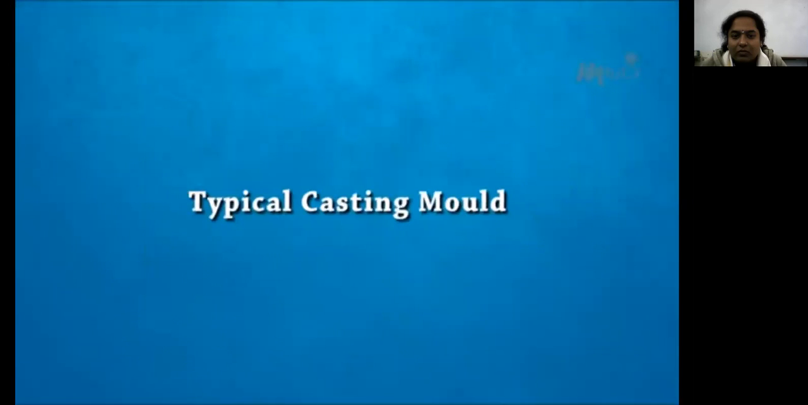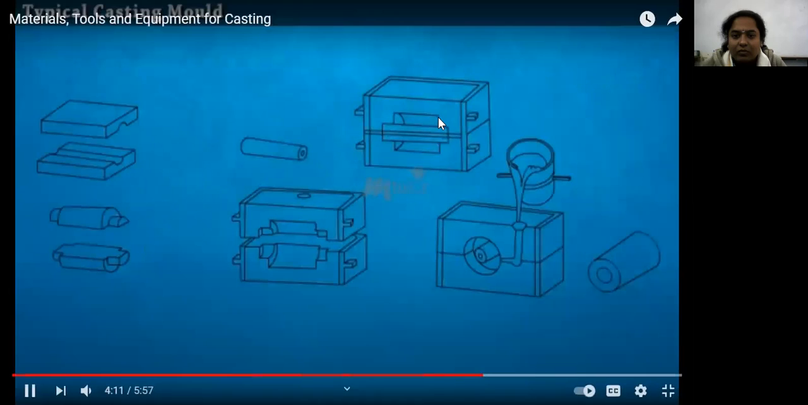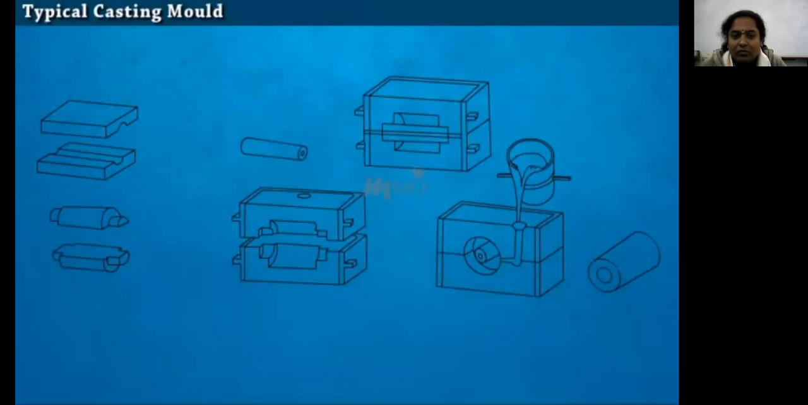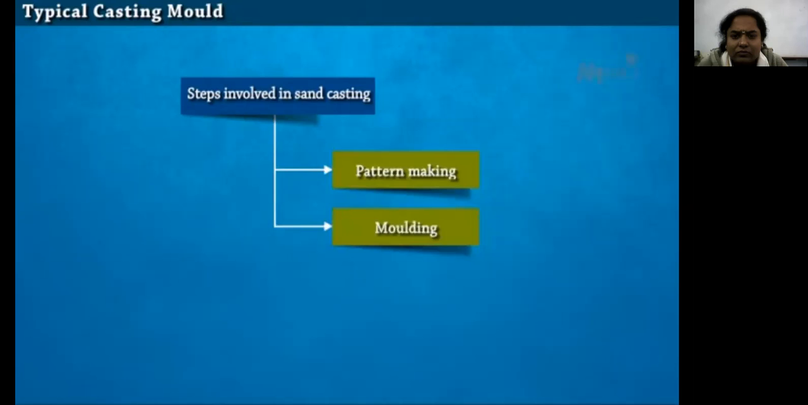Typical casting mold. To sketch the typical casting mold, it is necessary to understand about the various casting processes. First, let us see the sand casting process. Steps involved in sand casting are pattern making, molding, melting and pouring, breaking the mold.